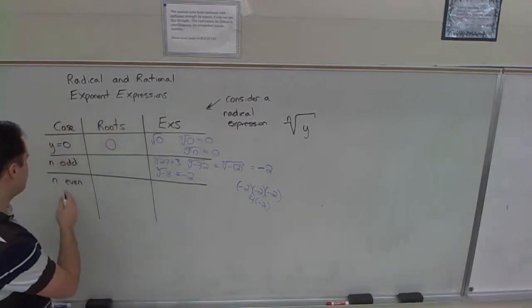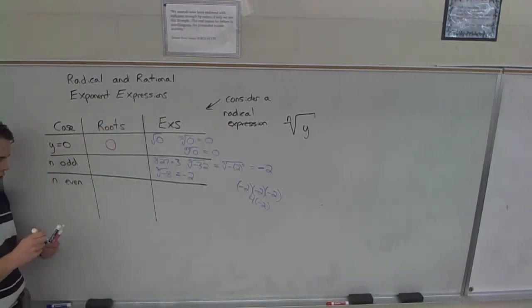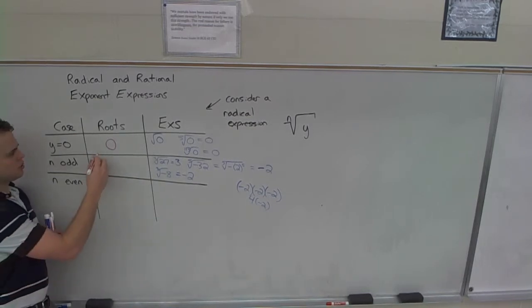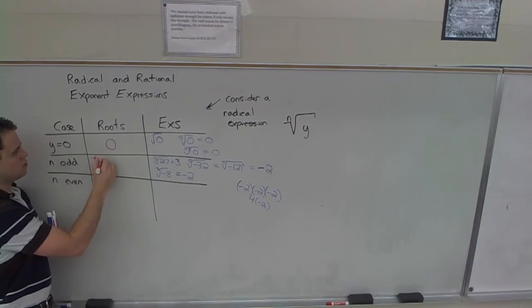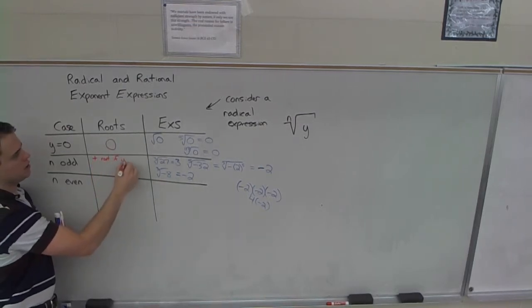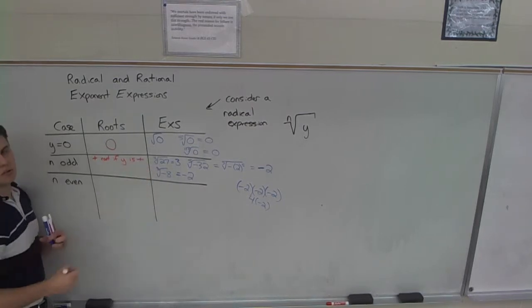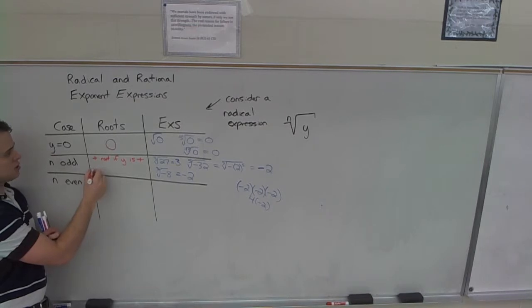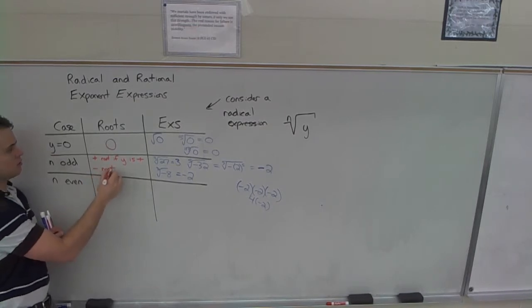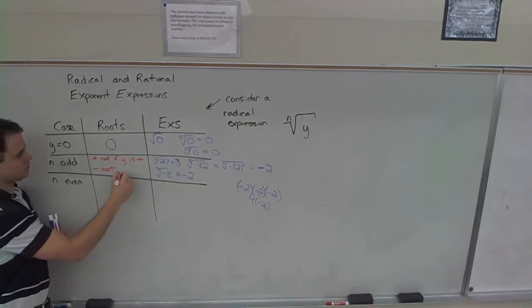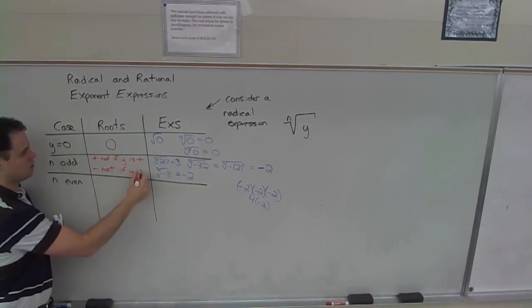Okay, so it's looking like if n is odd, the roots, let's just write ourselves a note. The root is going to be a positive root if the thing inside, I called it y, is positive, right? And I think so far for our examples, at least, it's going to be a negative answer, a negative root, if the inside is negative.